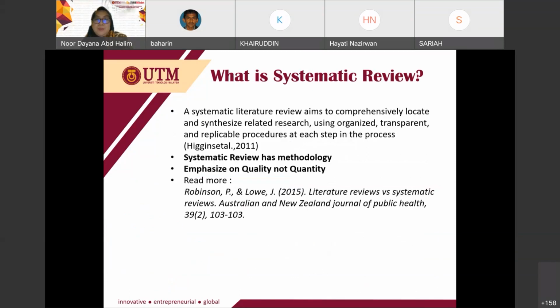So that is literature review. Now we go to systematic review. A systematic literature review aims to comprehensively locate and synthesize related research using organized, transparent, and replicable procedures at each step in the process. A systematic review has a methodology and emphasizes quality, not quantity. You can read more here.